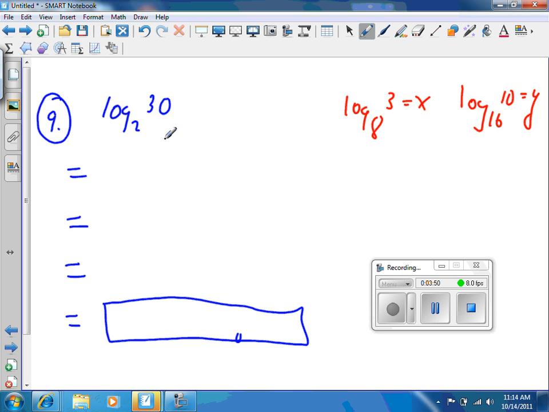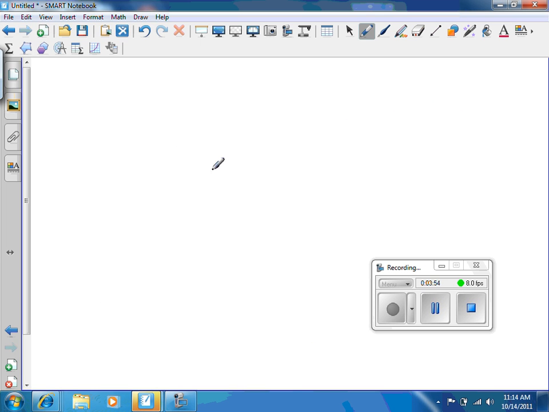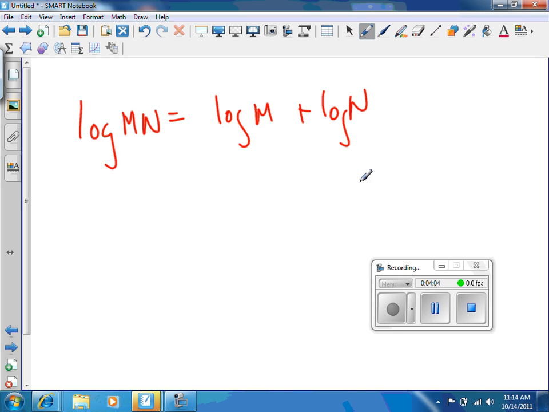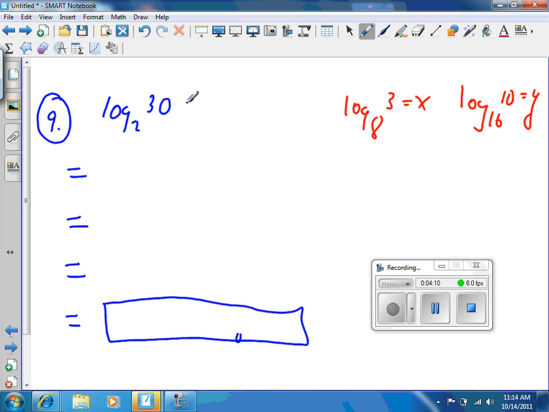So what are you allowed to do? What are the rules? You're only allowed to use the log laws. What laws are those? They're these ones, like the log of a product. The log of a product can be rewritten like this. So if you feel like it, you can use this law. I feel like it when I see log of 30 and I see a 3 and a 10, and I know that 3 times 10 is 30.